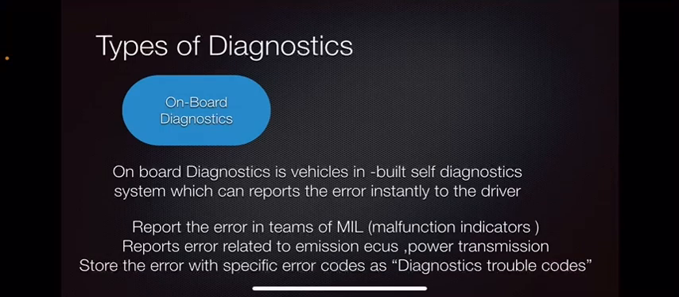If the vehicle is running and any error comes, it will report instantly to the owner in terms of MIL, called the malfunction indicator. It reports errors related to emission ECUs and power transmission, and along with the instant reporting, it will store that error with specific error codes called diagnostic trouble codes. This is called onboard diagnostic, and the protocol used in onboard diagnostic is OBD2.